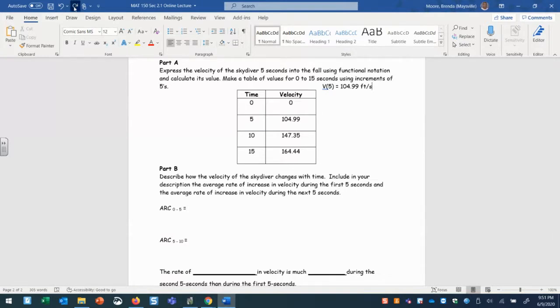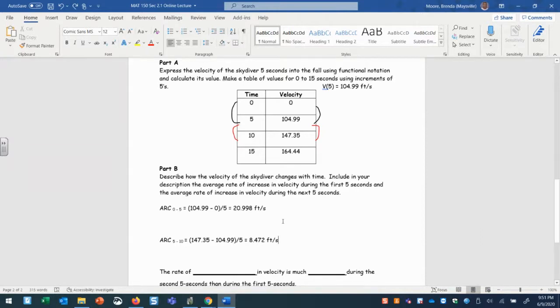So we're going to look at the first 5 seconds. So 104 minus 0 divided by 5 gives us 20.998 feet per second. In the second 5 seconds, we're going to subtract again 147.5 minus 104 and divide that by 5 also to get 8.472 feet per second.